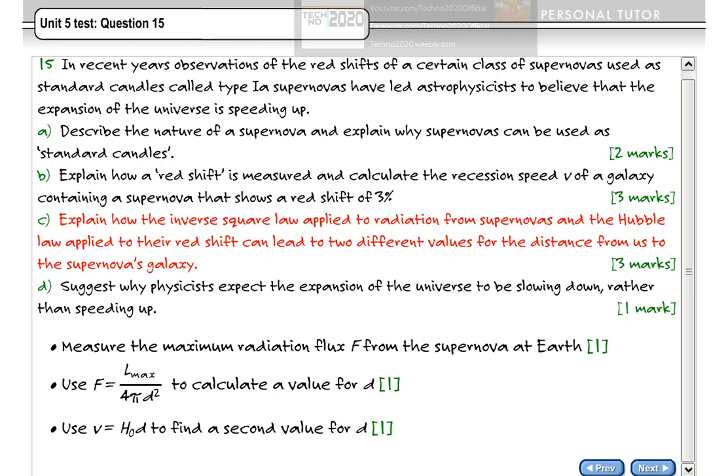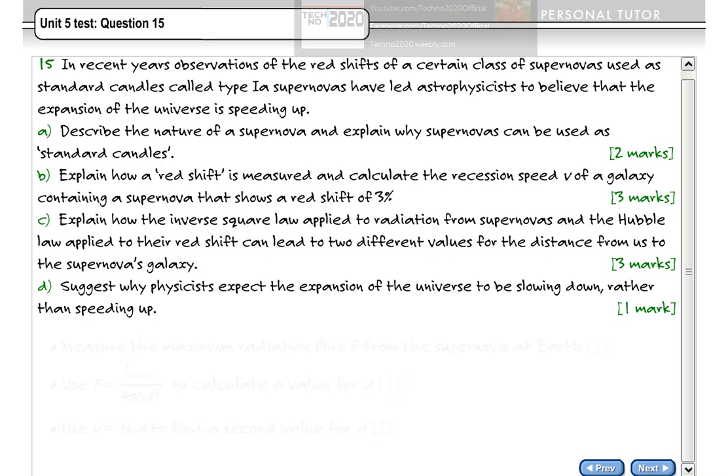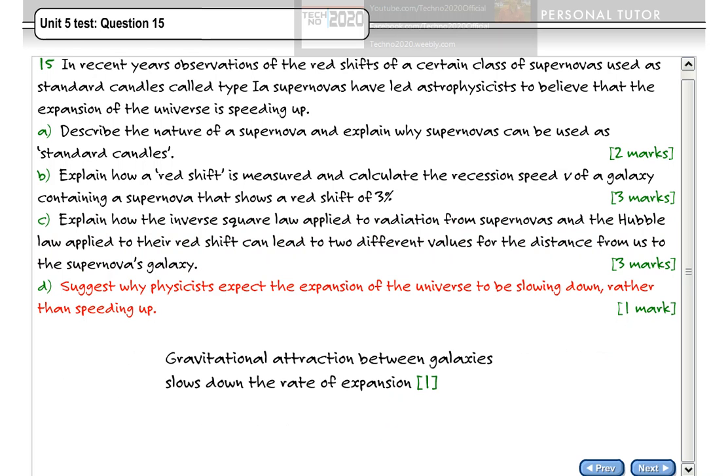Note that these two values may not be the same. Part C more or less tells you what to consider in your answer, but if you haven't thought of this before, it's not easy to spot the two processes. It was only in the last few years of the 20th century that astrophysicists compared these two values for distant galaxies. In Part D, gravitational attraction between all galaxies would be expected to be slowing down the rate of expansion.